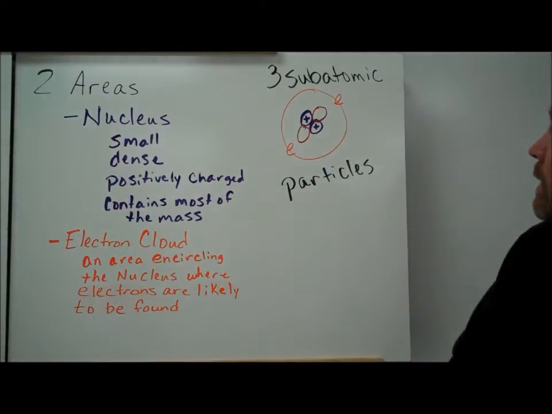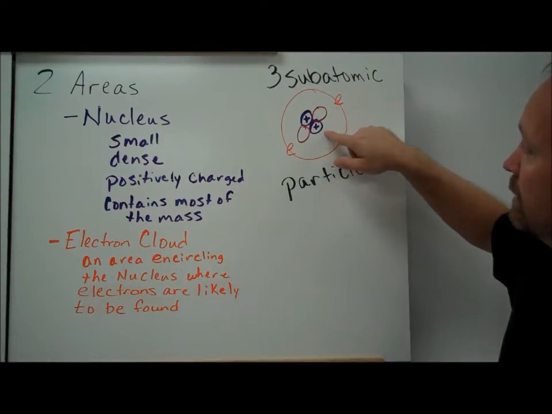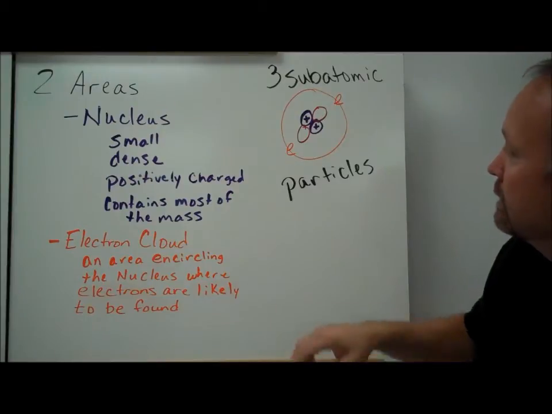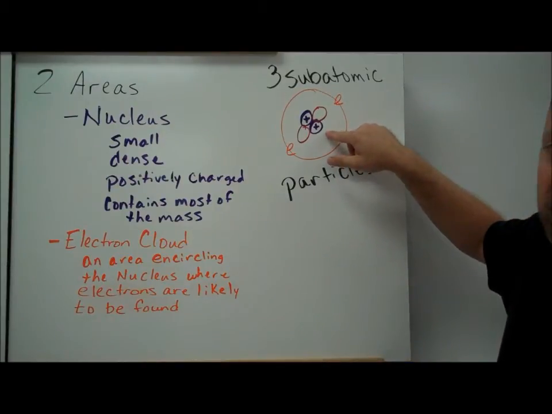There really are three subatomic particles. You have the protons, the neutrons, and the electrons. And they really are found in two different areas. The protons and neutrons are found in the nucleus.